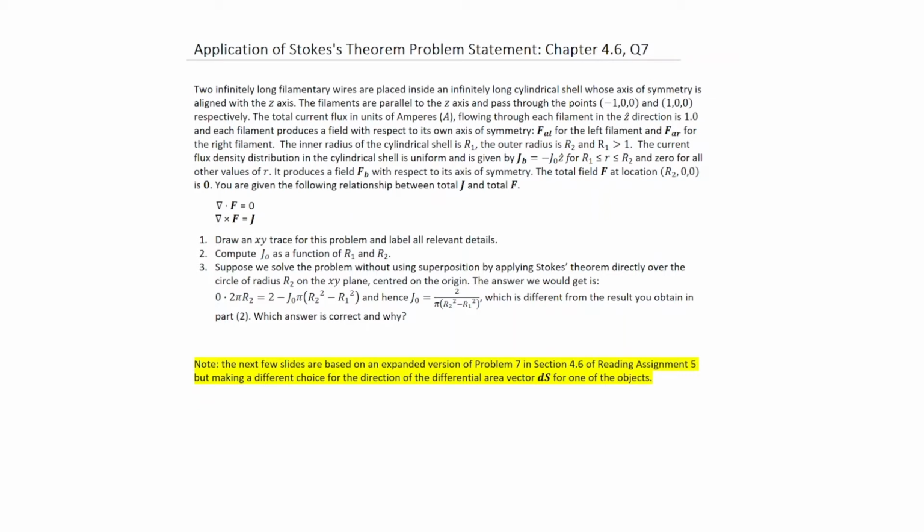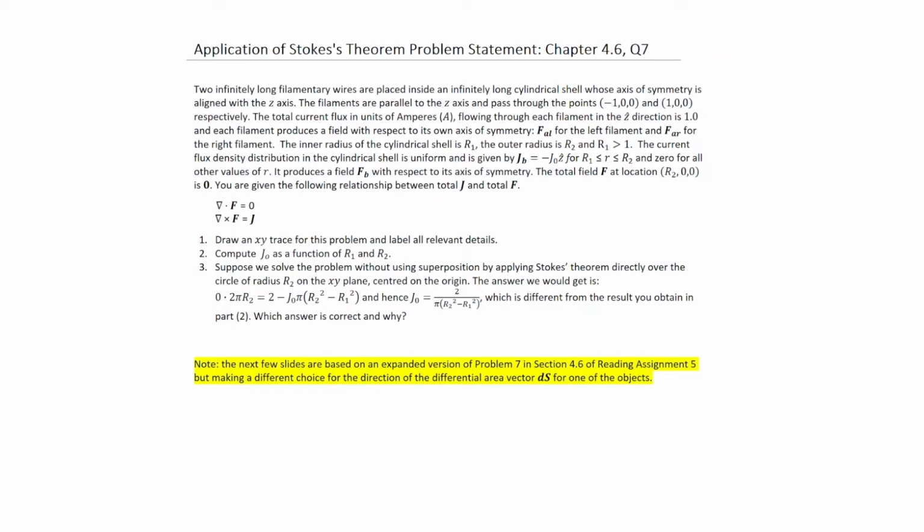And thirdly, suppose we solve the problem without using superposition by applying Stokes theorem directly over a circle of radius R2 on the XY plane centered on the origin. The answer we would get, which is stated there, and from which we can then compute J0, turns out to be different than the result obtained after completing the second part of the question. So which answer is correct and why? We will answer that question.